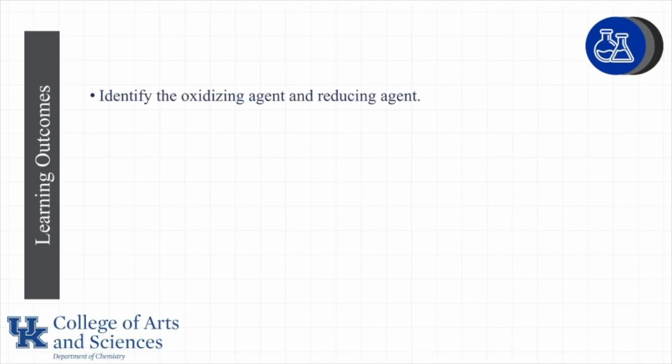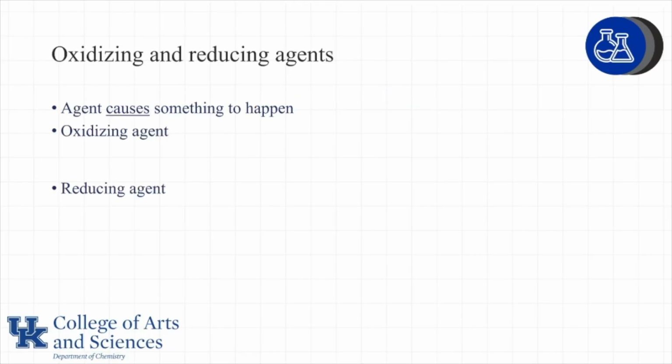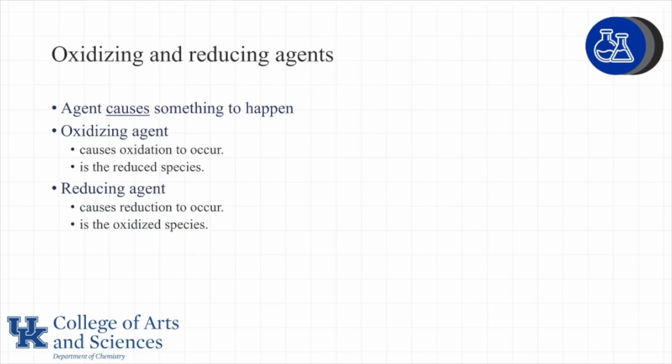In this lesson, we're going to talk about oxidizing and reducing agents. An agent is something that causes something else to happen. When we look at an oxidizing agent, what we see is that it causes oxidation to occur, therefore it is reduced. Likewise, a reducing agent causes reduction to occur, therefore it is the oxidized species.